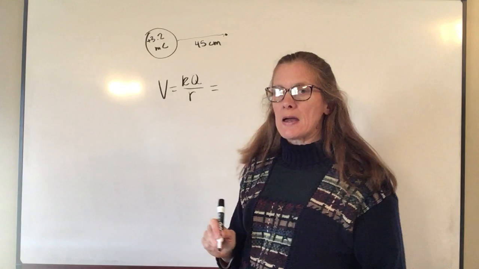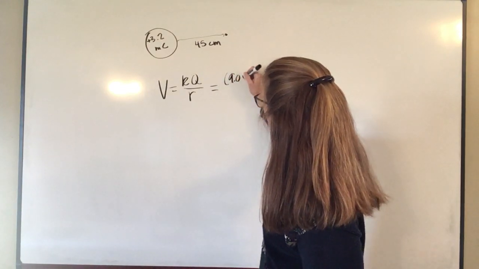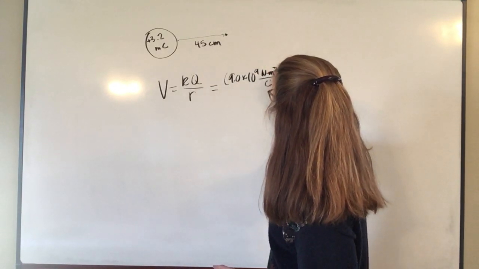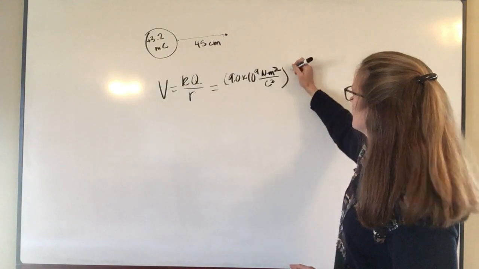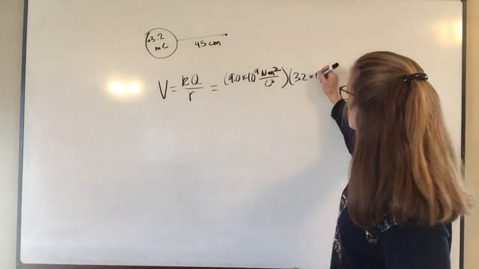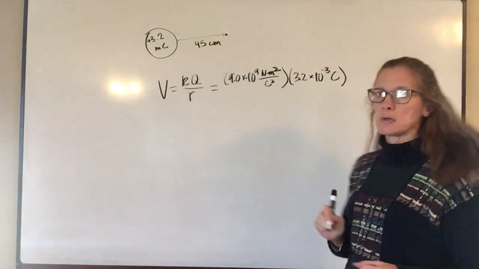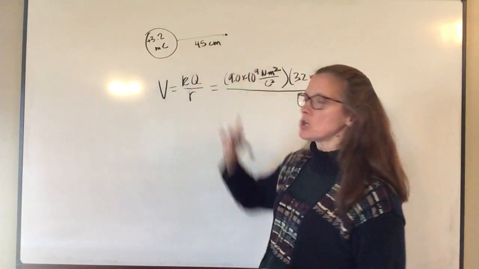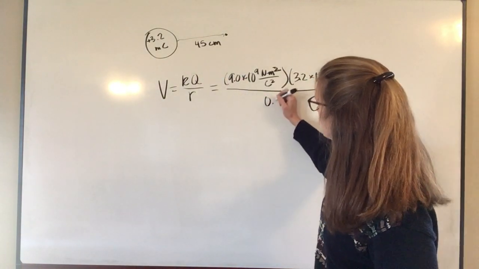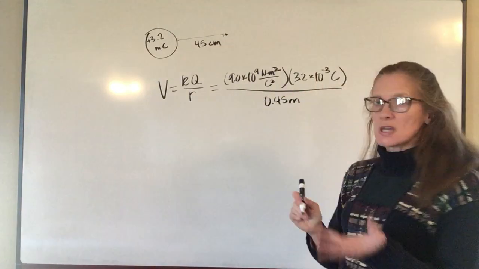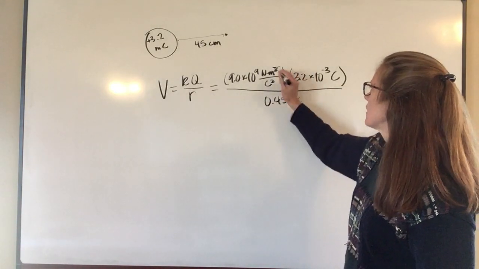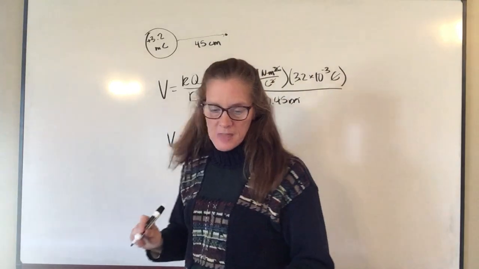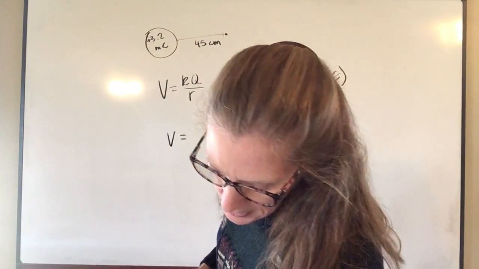And so you'll remember that this constant is 9.0 times 10 to the 9th Newton meter squared over Coulomb squared. The charge of this is 3.2 times 10 to the minus 3 coulombs, because remember we need the coulombs to cancel out. And then the distance has to be in meters, so I'm going to change 45 centimeters to meters, which will be 0.45 meters. And just like I showed you before, one of the meters cancels out and one of the coulombs cancels out.